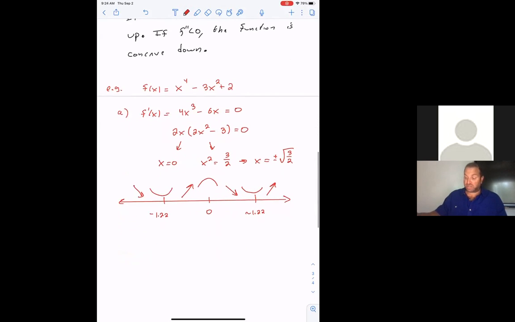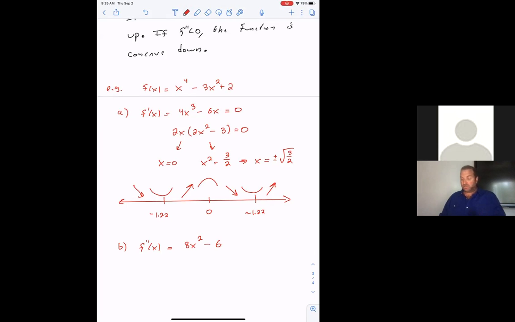How would I use the second derivative test? Well, with the second derivative test, I'm going to go ahead and take the second derivative. Seems pretty appropriate. We have 4x cubed minus 6x is the first derivative, so that means 8x squared minus 6 is the second derivative. And I'm not going to set it equal to 0. I don't care where the points of inflection are. That's not my goal here.